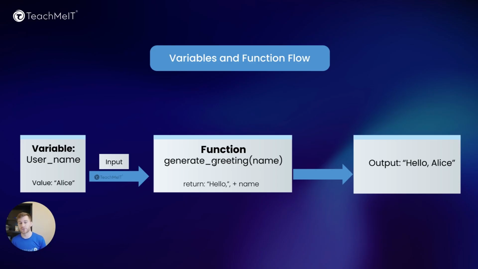Now let's go into variables and function flow. Essentially, our variables store something, our functions use whatever our variables store, and then we can use that to get an output. So our variable in this case is user underscore name with the value of Alice. The function is to generate a greeting with user name. So for example, return hello, comma, name. So the output in this case, using the function and this variable, would be hello, comma, Alice. All you really need to know for the Tech Plus is variables store something, functions use it, and then we can get an output from that.